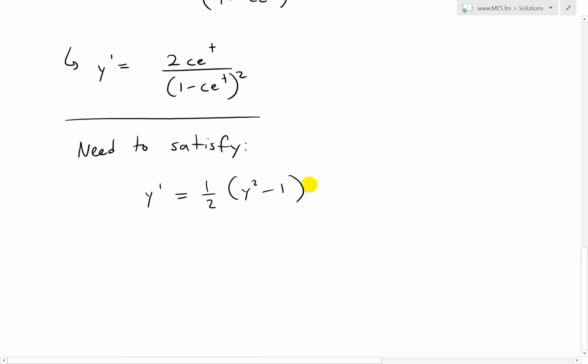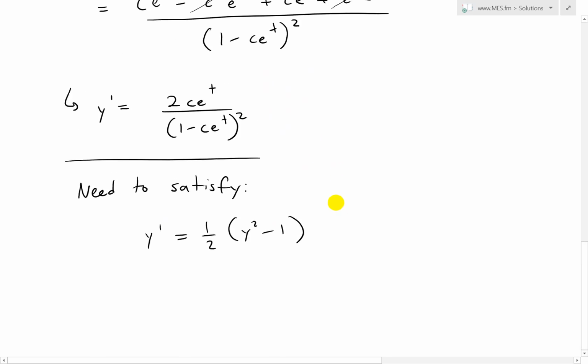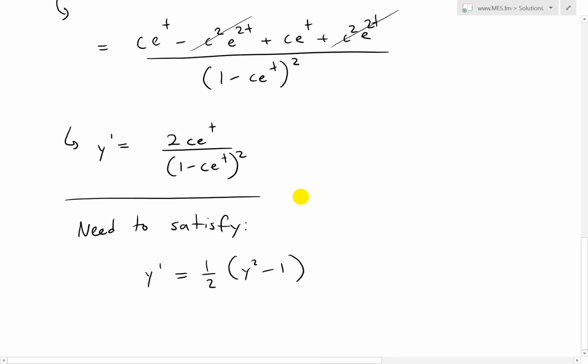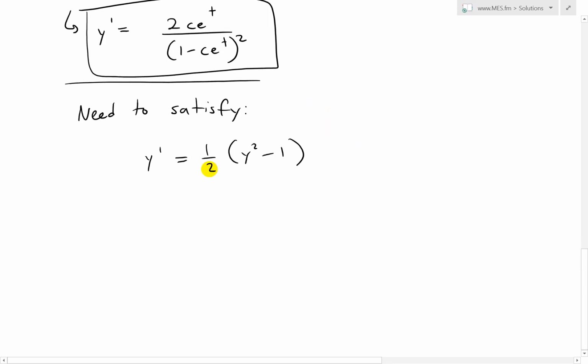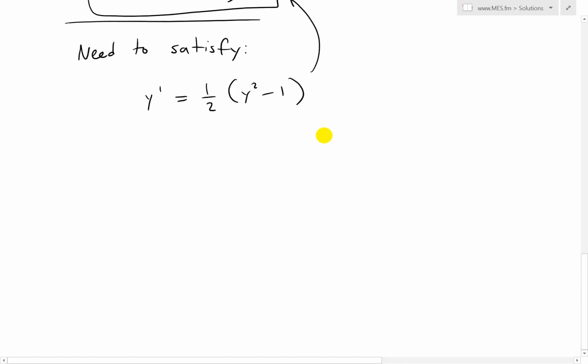So for our function that we were given to show that it's a solution to this differential equation, the derivative is this right here. I'll circle this like that. So that's the derivative. All we have to do is make sure that this 1/2 times y squared minus 1 is equal to this. So let's see if we can make it equal to that. So 1/2 times y squared minus 1.